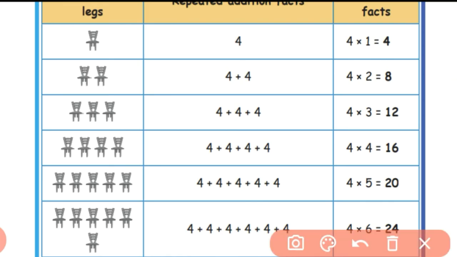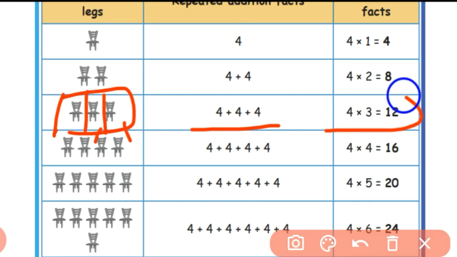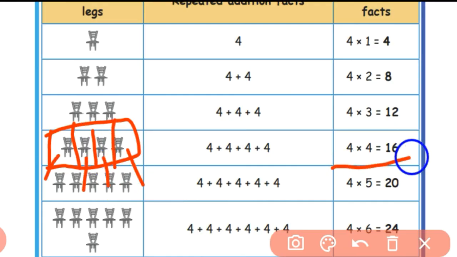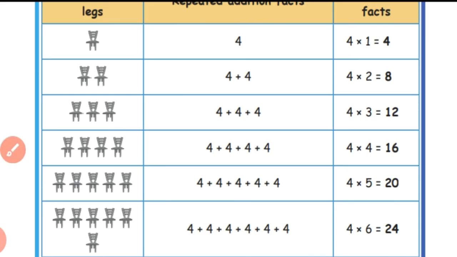See next one. See 4 into 3. 4 plus 4 plus 4. 4 into 3 is equal to 12. So number of legs is 4 and number of chair 3 and total number of legs is 12. Next, see 4 plus 4 plus 4 plus 4. 4 into 4 is equal to 16.